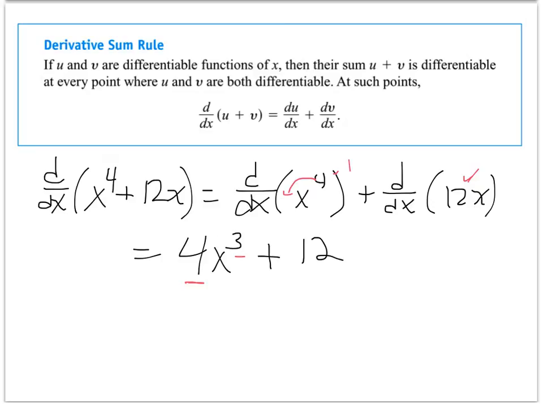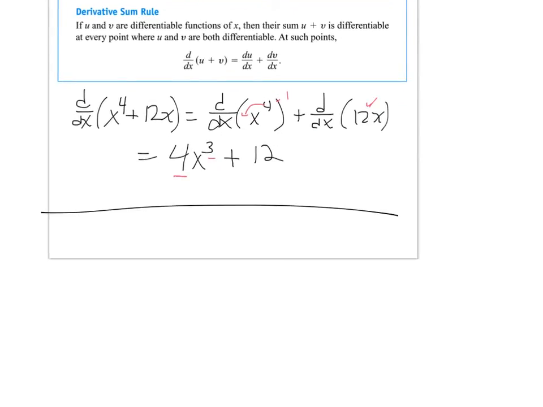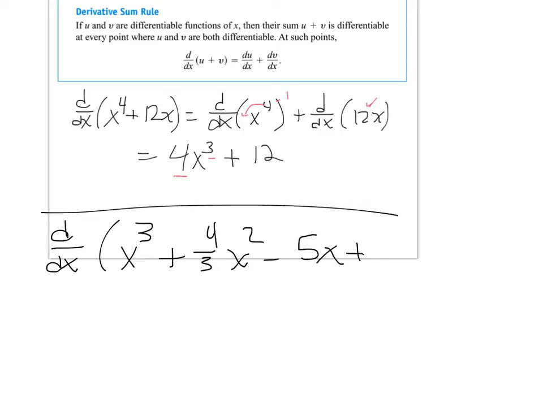And this is where I said some of you can just go one step. What if I have 4/3 x squared minus 5x plus 1? Let's just do it straight without separating it. What's the derivative of x cubed?